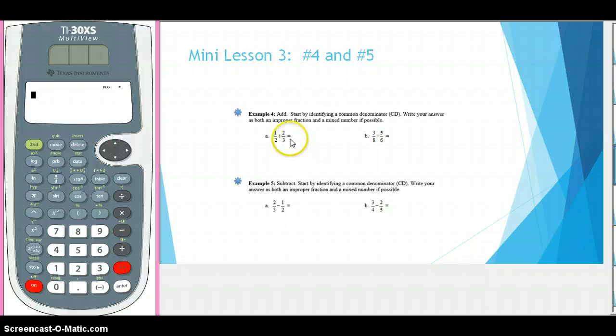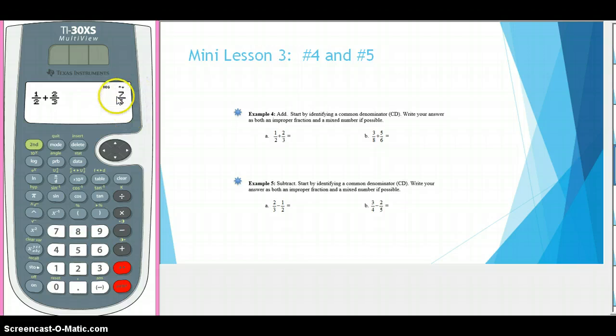So let's get started. To add 1/2 plus 2/3, we're going to use our fraction button. Enter 1 on top, 2 on the bottom. Then make sure you hit the arrow over. Now we're going to put the addition sign. Now we have another fraction, and we want to add 2/3. And our answer will be a simplified fraction.